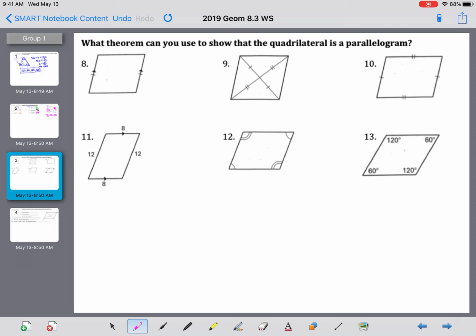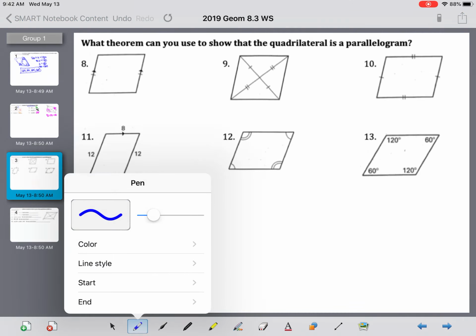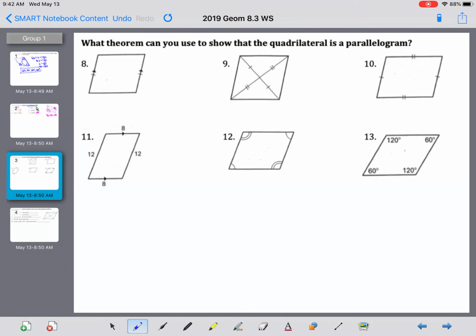What theorem can you show that the quadrilateral is a parallelogram? So this is kind of asking us what theorem makes this a parallelogram. Because I have parallel and congruent here and here, that's going to be theorem 8.9. Because of the bisecting diagonals, this is theorem 8.10. Opposite sides congruent, this is theorem 8.7.